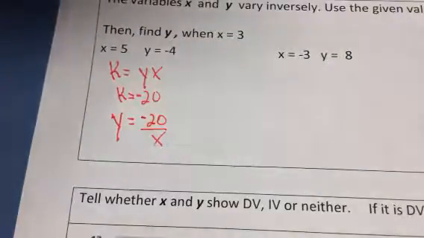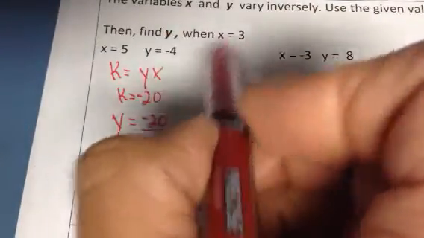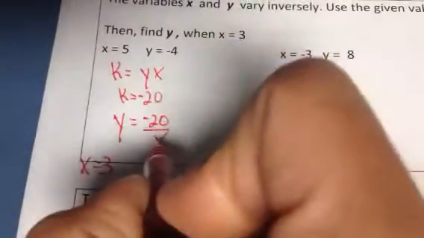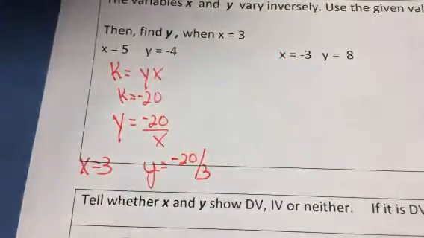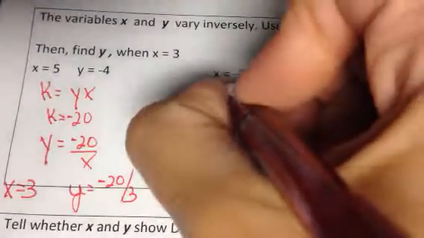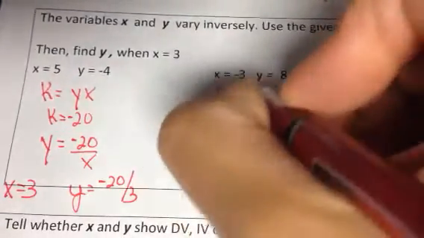Now that I know k, I can write the equation. And now I'm going to use the equation to find y when x equals 3. So if this x equals 3, and I put 3 in here, my y is just negative 20 over 3, or whatever the decimal is of that. So again, next one, to find k, because I know they vary inversely.